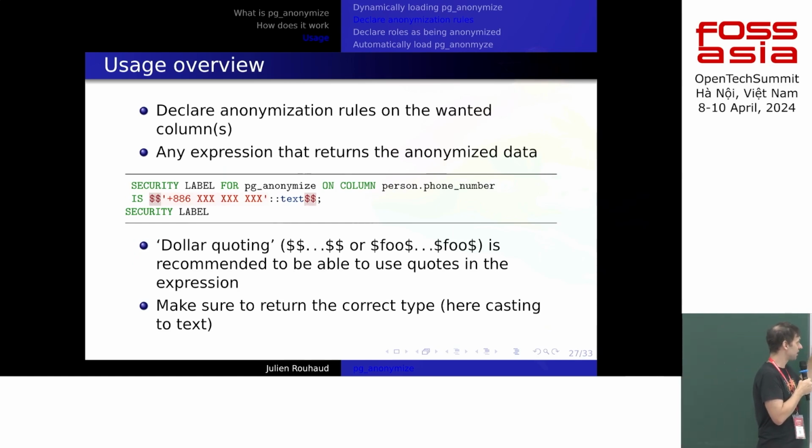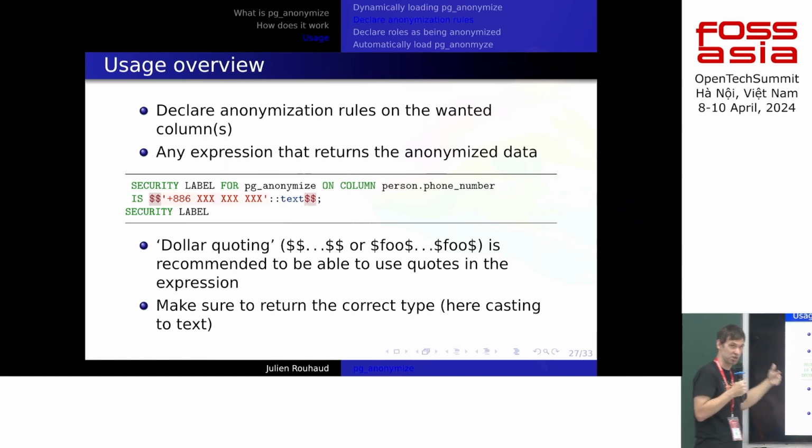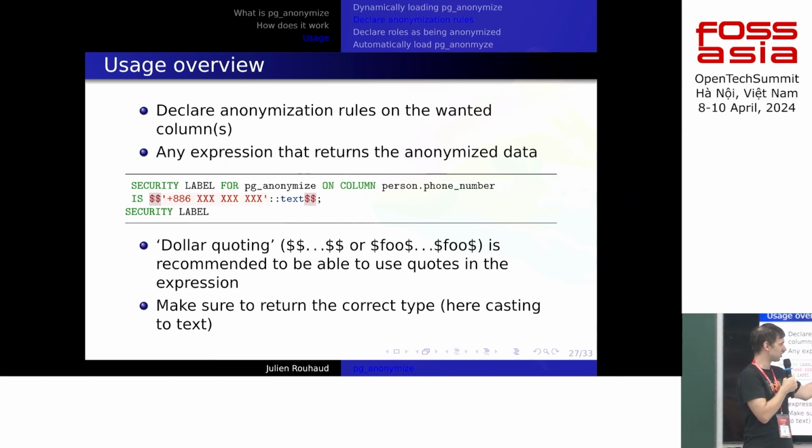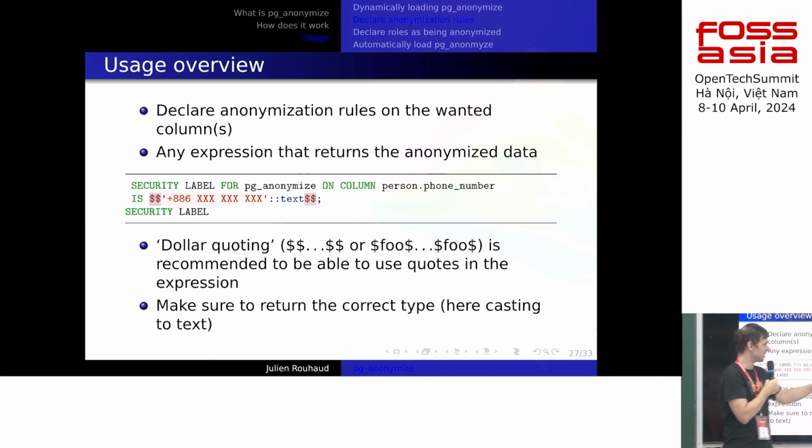So you just declare your rules. Here, this is the rule I've been using since the beginning of the talk. Security label is actually a utility statement. And so the syntax is SECURITY LABEL FOR, that's your module, so in my case, pg-anonymize, ON what you want to use it on. In my case, it's a column, person.phone_number. And I say now I want to output this. So I output a hard-coded plus 886.